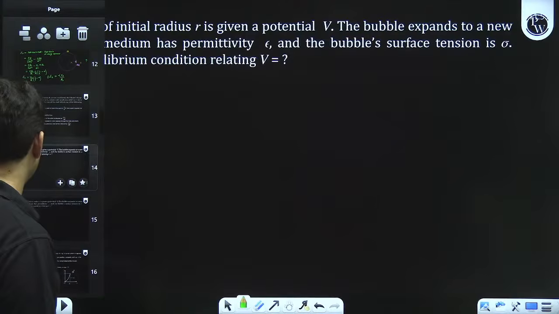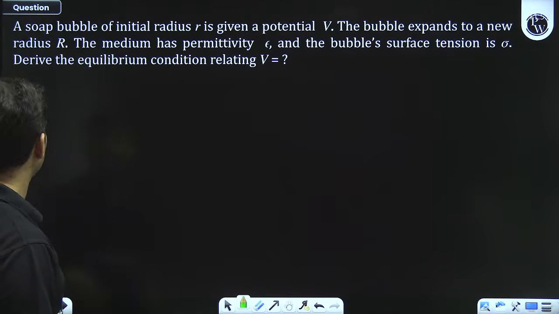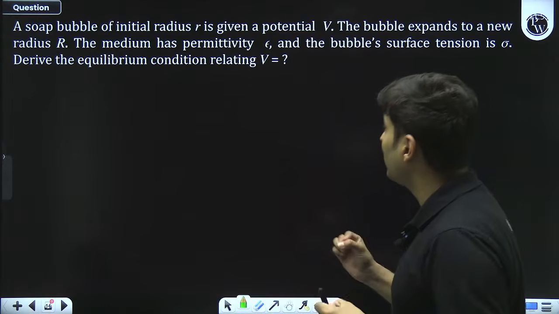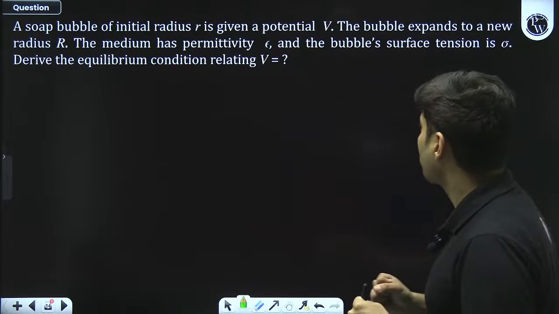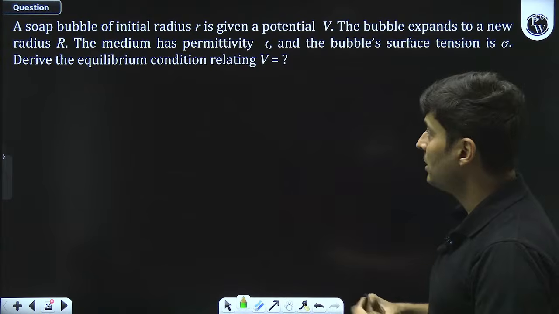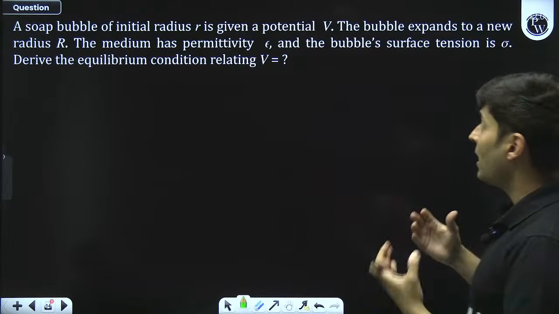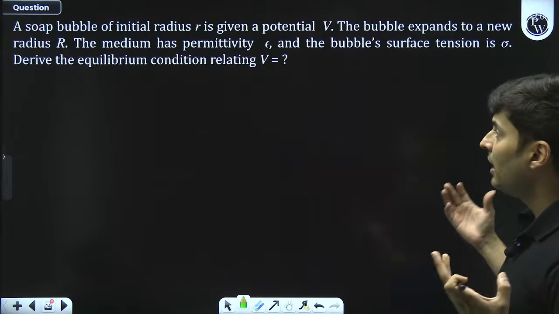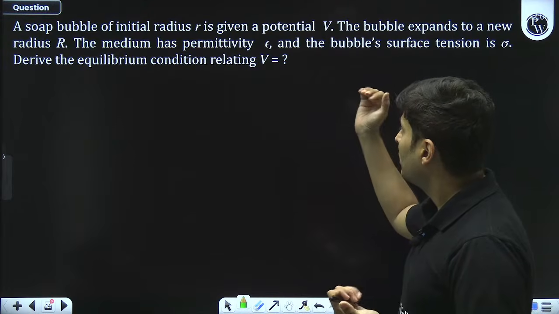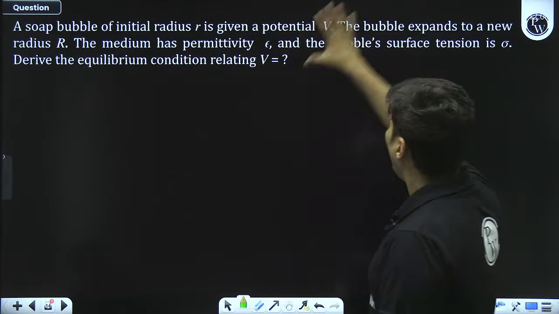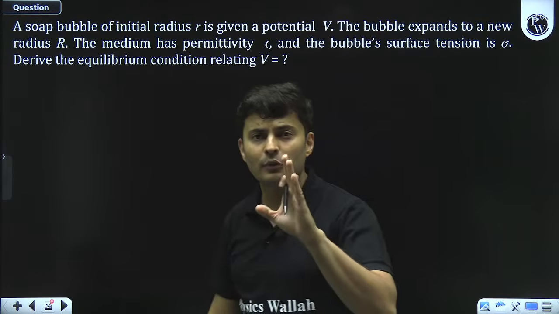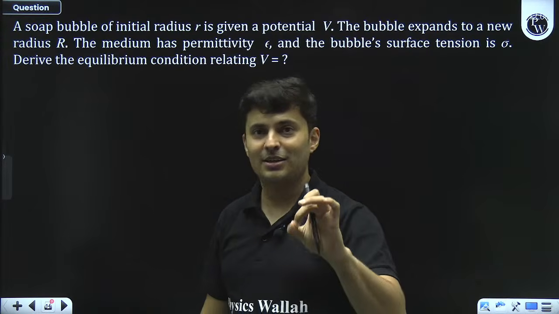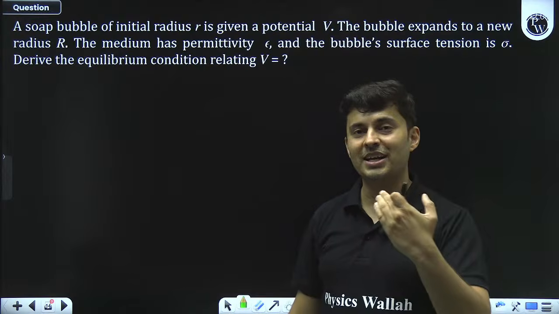Okay, perfecto. Let's go to the next question. There is a soap bubble of some radius small r which has some potential V. The bubble expands to a new radius. The medium has a permittivity epsilon. Bubble surface tension is sigma, and derive the equilibrium condition relating the potential to all the other variables. This is a wonderful question. A lot of chances of silly mistakes and a bigger chance of not even remembering the formula.